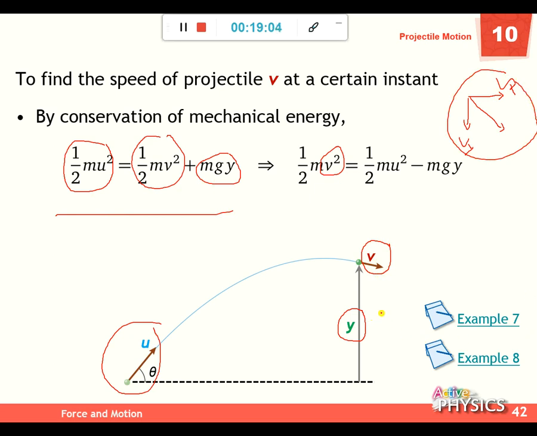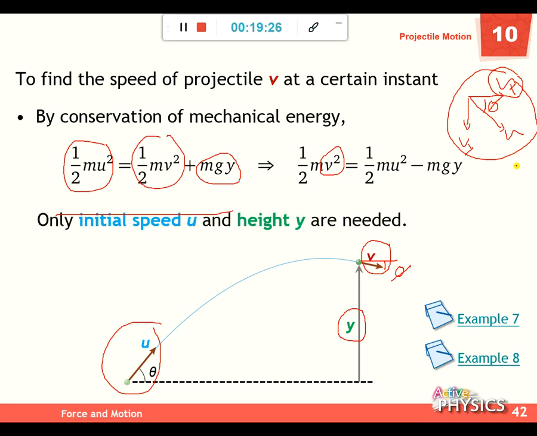Of course, if you find out this, can you obtain the angle phi? Of course, because if you know v, you know vx, then you can find out this angle phi using cosine phi. Okay, so here only the initial speed and height y are necessary, and that's all.